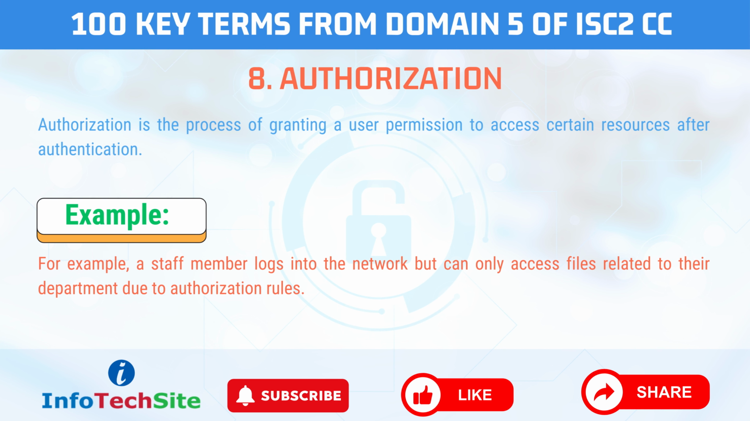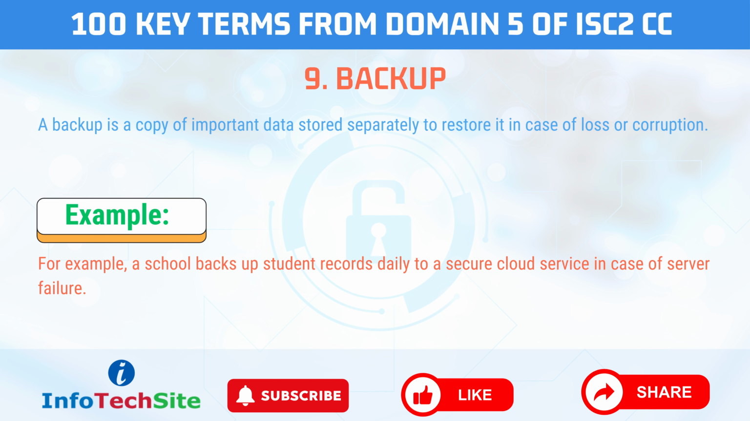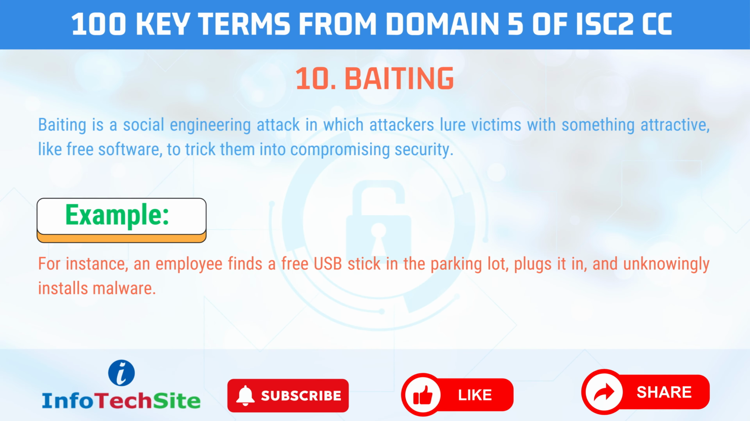9. Backup. A backup is a copy of important data stored separately to restore it in case of loss or corruption. For example, a school backs up student records daily to a secure cloud service in case of server failure. 10. Baiting. Baiting is a social engineering attack in which attackers lure victims with something attractive, like free software, to trick them into compromising security. For instance, an employee finds a free USB stick in the parking lot, plugs it in, and unknowingly installs malware.